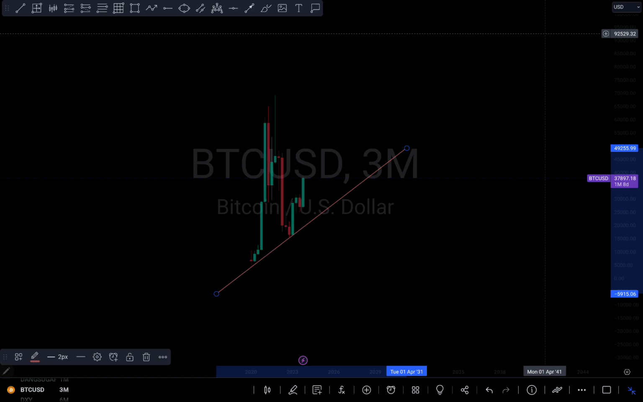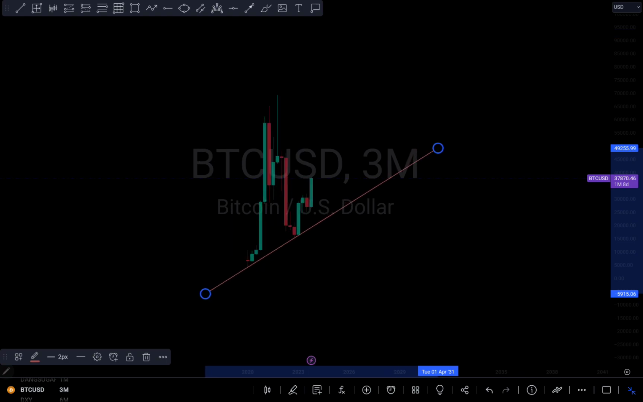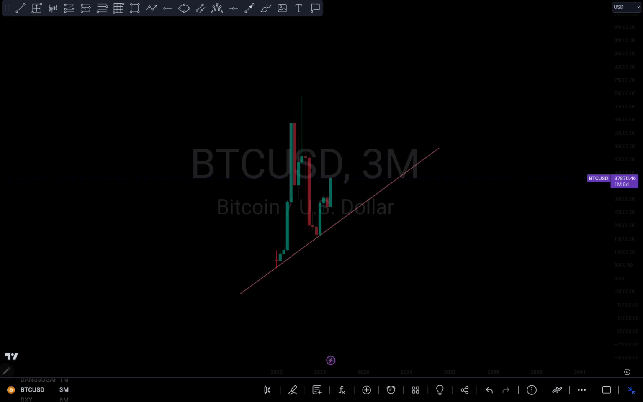So remember, I said for new beginners, there's something we call an impulse. So this is an impulse right here. Then right around this area right here is the correction. Then I'm expecting a sort of continuation right here.